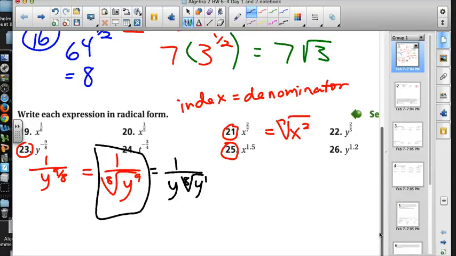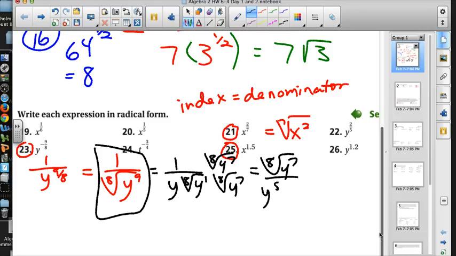So I'm going to keep going on this one, which would be we would multiply by the 8th root of y to the 7th on the top and the bottom, because remember, we want the index to match our power. So that will be y times the 8th root of y to the 8th, which will be y times y. So it should be the 8th root of y to the 7th over y squared, because the 8th root of y to the 8th is y to the 1st. So that's the answer that should have been in the back of the book.